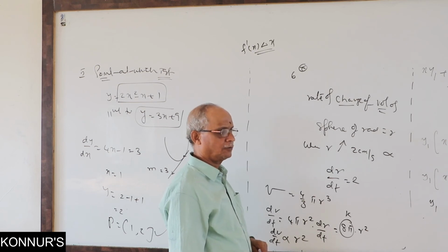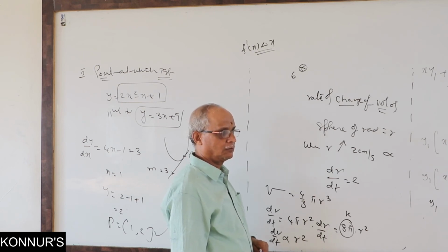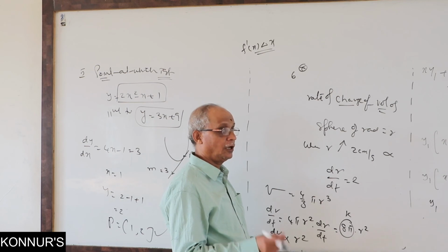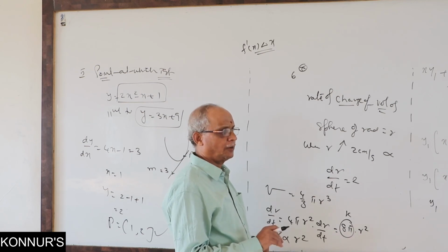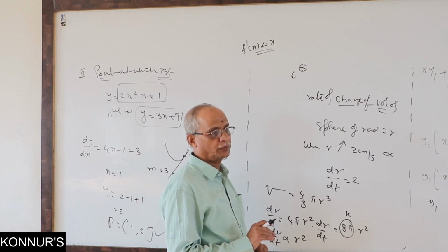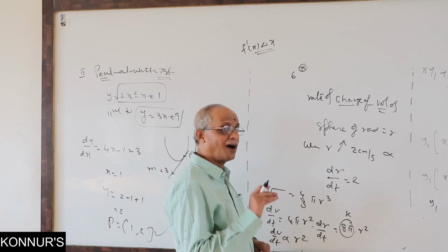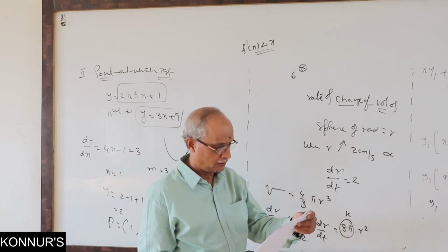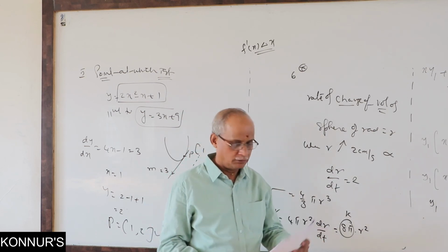What is the surface area of a sphere? 4 pi r square. The derivative of 4 pi r square is 8 pi r. 8 pi r into dr by dt, which is 2, gives 16 pi into r. So it is proportional to r when it is a surface area. Okay, this model is possible.